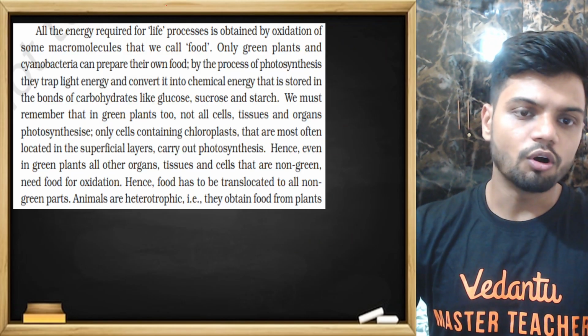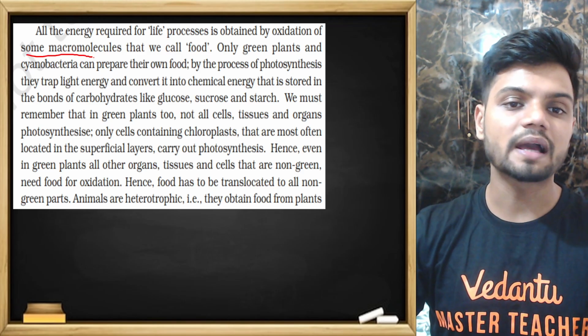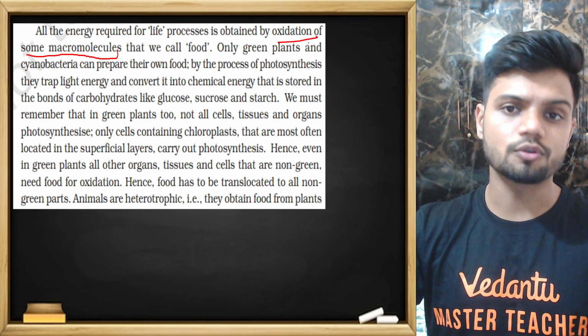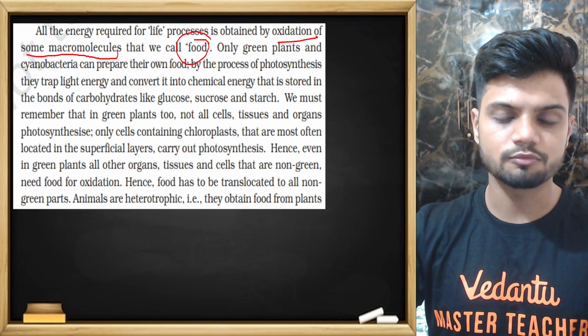All the energy required for life process is obtained by oxidation of some macromolecules. By oxidation. What is oxidation? Loss of protons or loss of electrons. That we call food. Macromolecule food. Complex food.